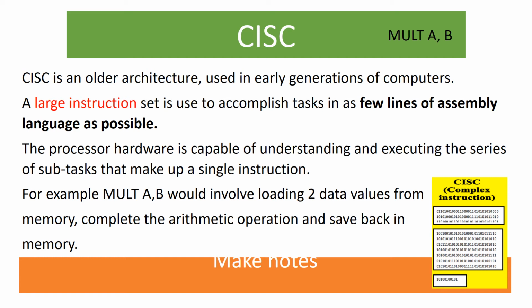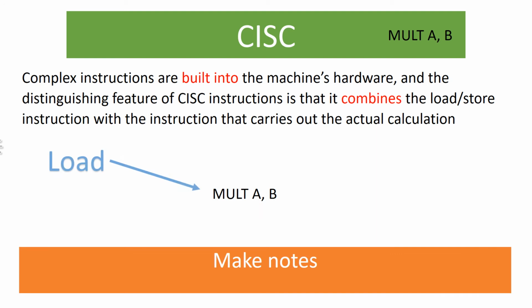So for multiply A, B you'd have to load 2 data values, complete the operation and then store it back in, but that's done in 1 line of assembly language. So remember that I said that these instructions are built into the machine's hardware. That means it has to have load and store built into the instruction. We said this before, but this is a little bit of a view of it. So every time you type multiply A, B, it knows that it's going to have to load 2 values and then store it, and that's all written into this one instruction.